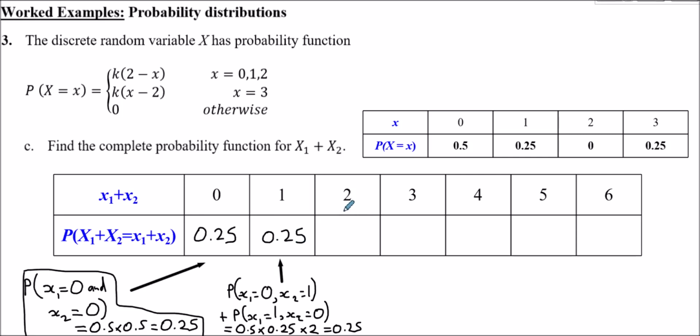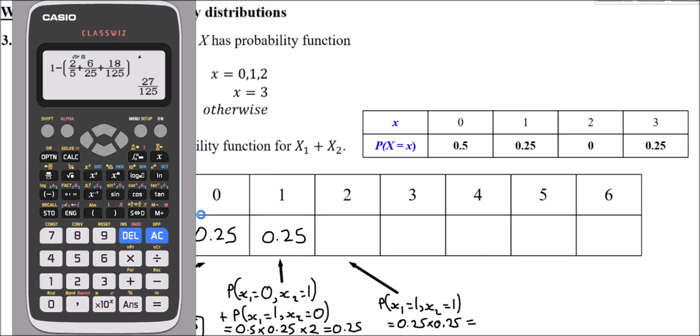This one, if they're both going to add up to 2, for this one, there's actually only one way this could happen. 2 isn't an option, so it can't be 0 and 2. They'd both have to be equal to 1. So this is a probability that x1 is 1 and x2 is 1. So that's going to be 0.25 times 0.25. So this might be one to check on your calculator. So 0.25 times 0.25 is 0.0625.